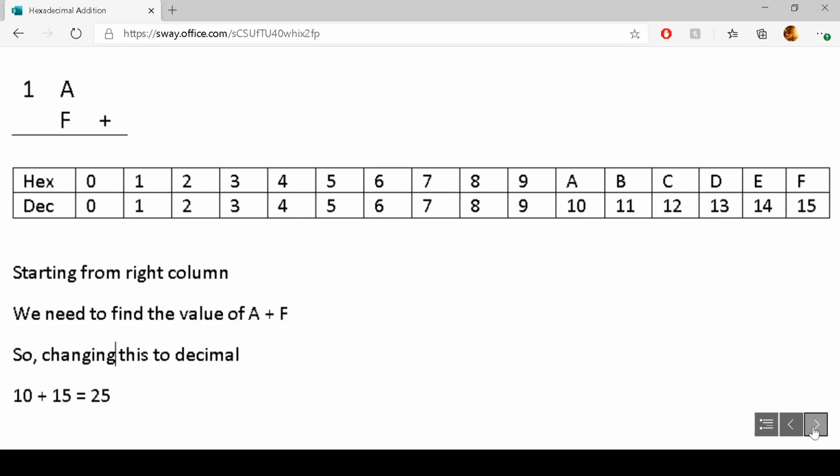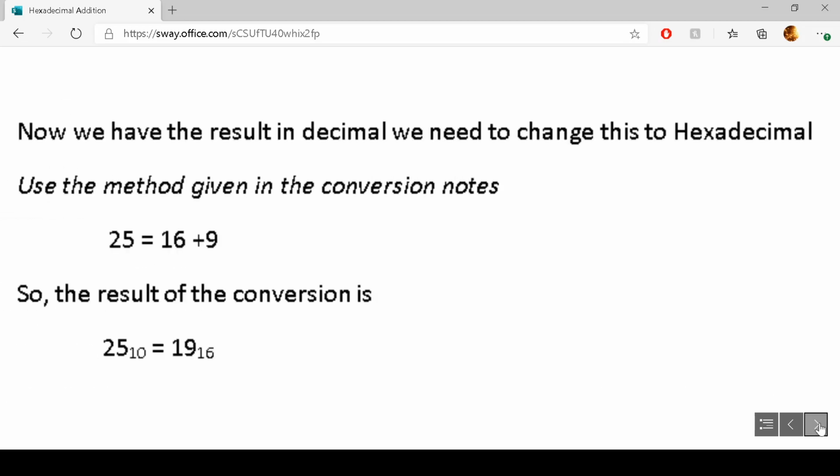So our first example, we have 1A plus F. And as you can see here, I do have the hex and the decimal conversion table. So I have these showing here, so it's easy for you to see what hexadecimal number converts to a decimal, what the value is. So starting from the right column, we have A plus F. So changing that to decimal, we have 10 plus 15. So 10 plus 15 is equal to 25.